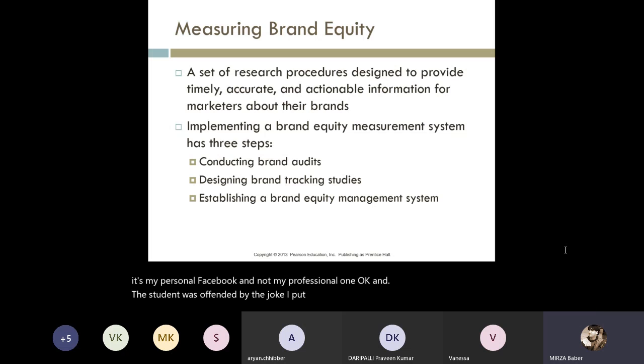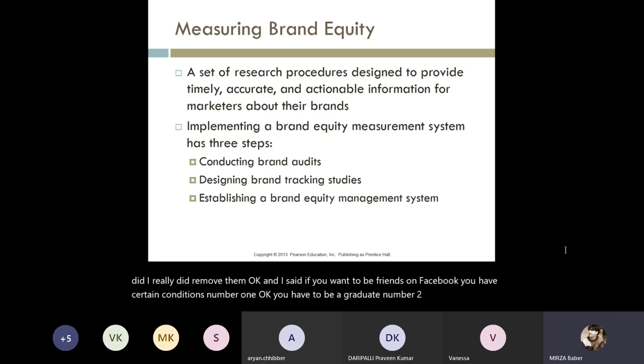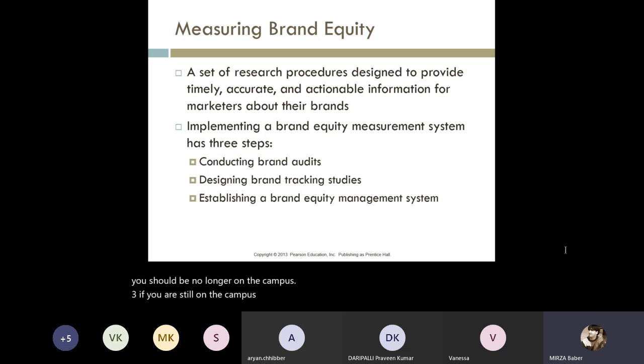I got so irritated that I went back and messaged all of my current students that I am removing you. You and Vanessa, you were there as well, so you probably know about this. And I really did remove them. I said, if you want to be friends on Facebook, there are certain conditions. Number one, you have to be a graduate. Number two, if you're not a graduate, you should no longer be on the campus. Number three, if you are still on the campus and you're a graduate, but you still want to stay in touch, you can do it through Instagram or the Facebook page.